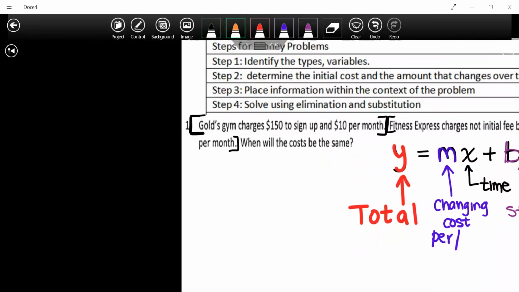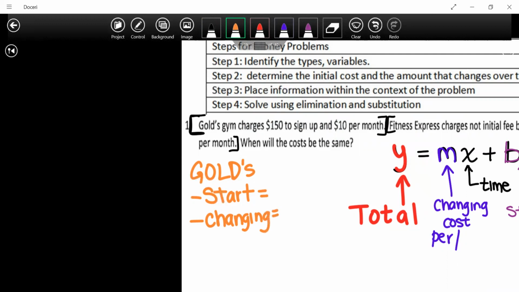Right beneath this, let's write Gold's Gym. Let's look at the information that we can write. We're always going to have a start. How much does it cost to start? And the changing. How much does it change over time? So for Gold's Gym, how much does it cost just to start up? 150, right? How much do they charge per month? $10. Those are the only two things that we need to know. Because check it out.